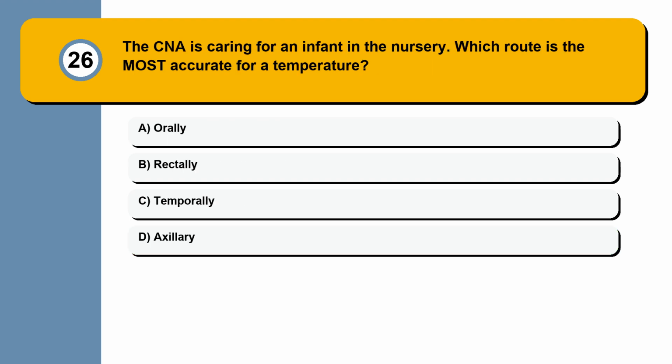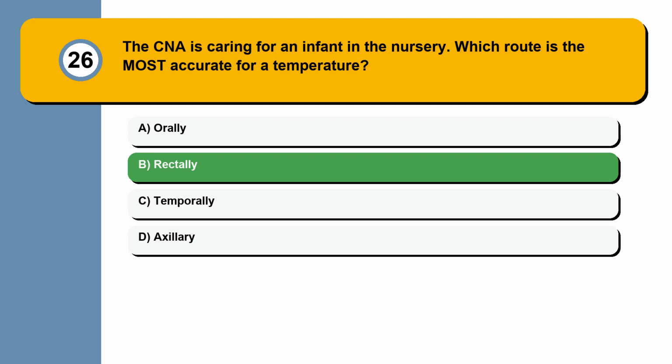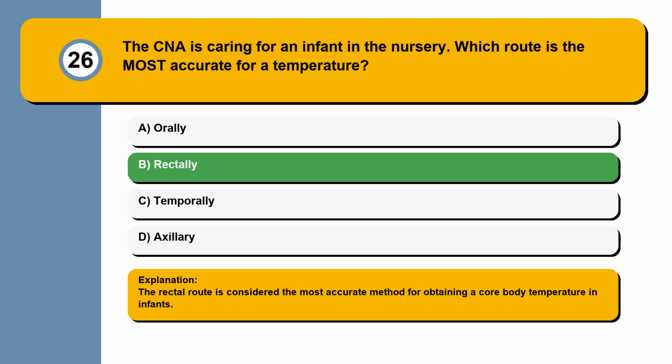Question 26. The CNA is caring for an infant in the nursery. Which route is the most accurate for a temperature? Orally, rectally, temporally, axillary. The rectal route is considered the most accurate method for obtaining a core body temperature in infants.